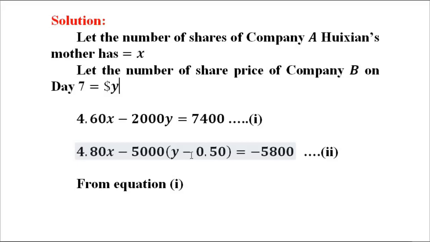So I will subtract 0.50 from y, which means the share price of company B on day 12 is 50 cents less than on day 7. On the right side, the -5,800 indicates that Hyunjin's mother would have to pay this amount on day 12. We use a positive sign for receiving amount and a negative sign for giving amount.